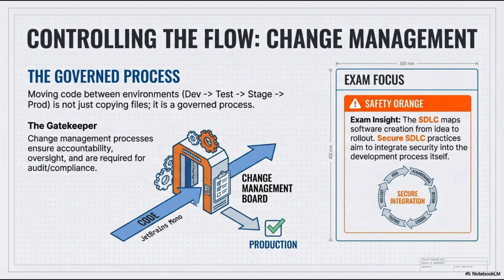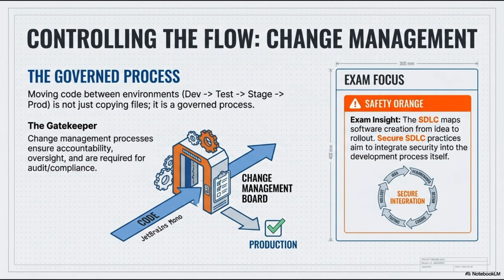So controlling this flow is done with change management. The governed process is where you move code between the environments, dev, test, stage, and prod, without just copying it. You have to govern it. So you'll have a gatekeeper. The gatekeeper includes change management processes to ensure accountability, oversight, and gatekeepers are required for auditing and compliance.